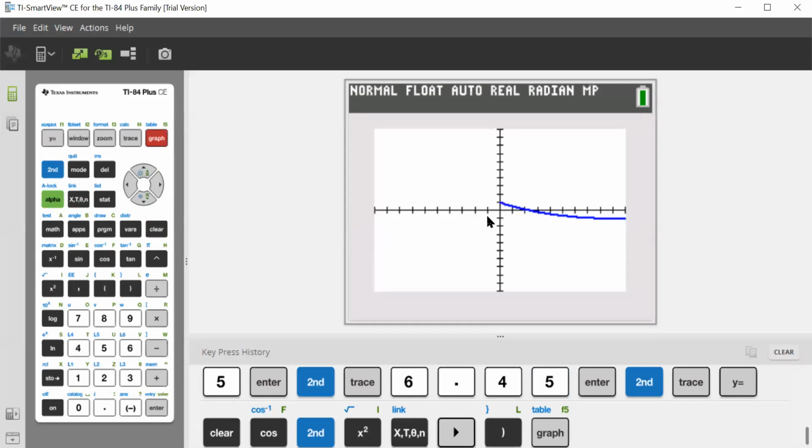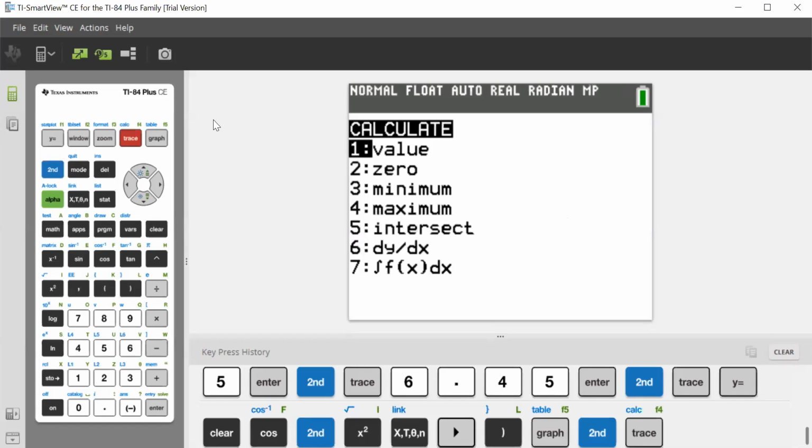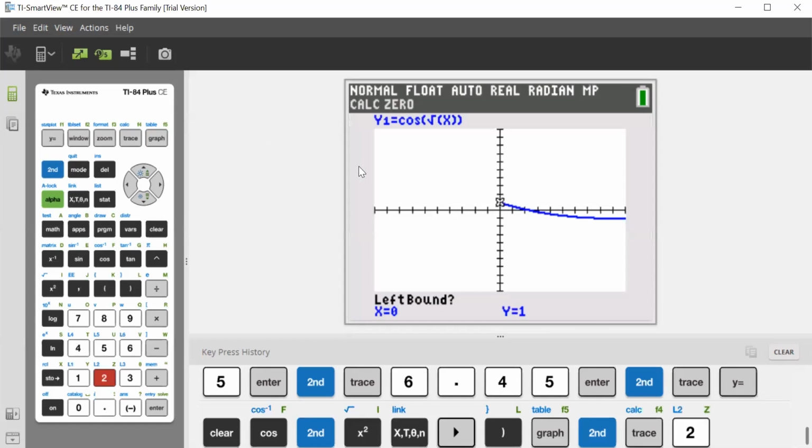Hopefully you know how to calculate an x-intercept using your graphing calculator. But if you don't, we're going to do it right now. It's second, and hopefully you're all following along with your calculators. Second, and then trace again, which is the calculate window. You're going to choose option 2, zero. You're going to figure out when it has a zero, when it crosses the x-axis.